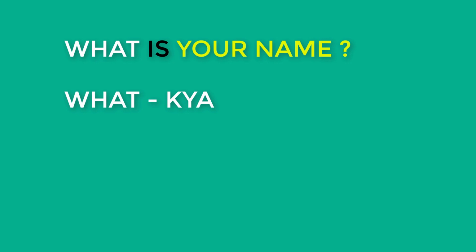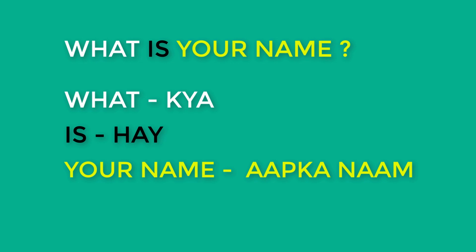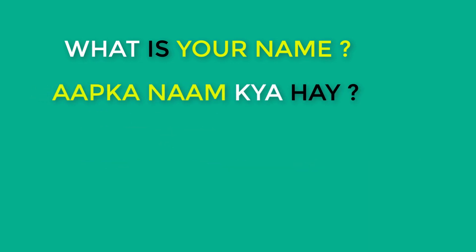What means kya. It is a question word. Hai is the Hindi version of the English auxiliary verb is. Your means aapka. Name means naam. As I already said, Hindi questions will follow the OQV pattern: object, question, verb. The object your name will become aapka naam in Hindi. The question word what will become kya in Hindi. And the verb comes at the end and it will form the OQV pattern. Aapka naam kya hai means what is your name.